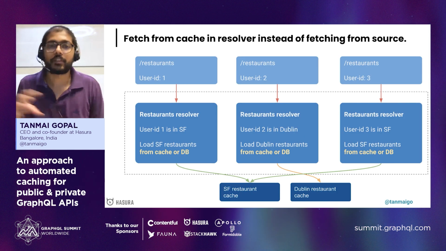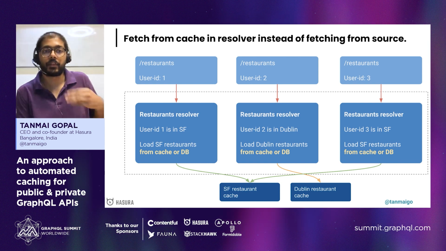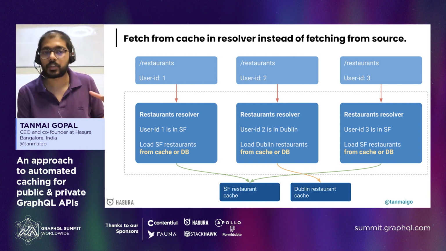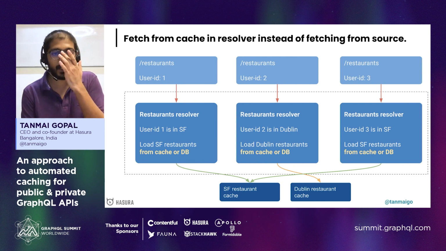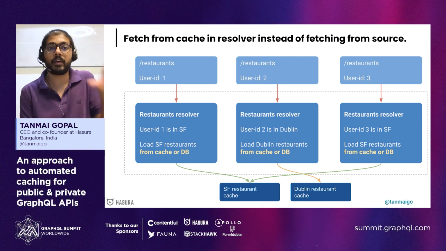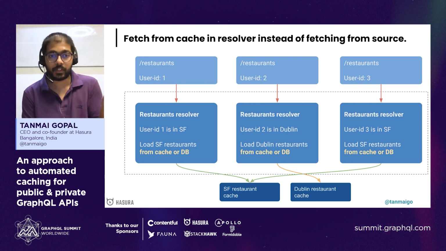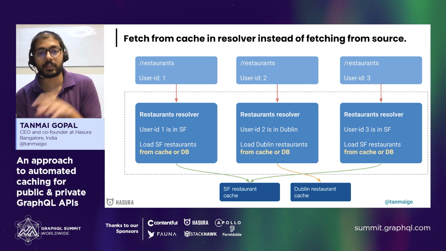Let's take a look at what this looks like if you have a restaurant example, right? So in our restaurant example, you make a query to restaurants, you run the restaurant resolver. The restaurant resolver knows that this data set is dependent only on location. So it creates a cache key based on the location, which is San Francisco, and so it loads the San Francisco list.